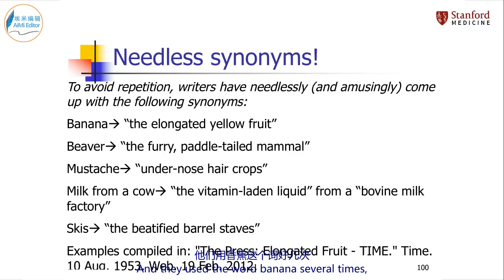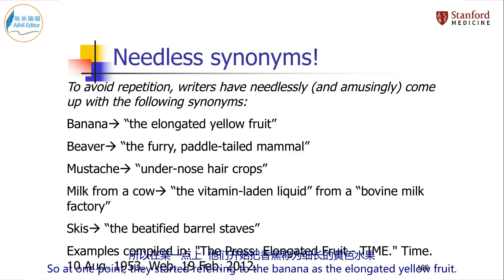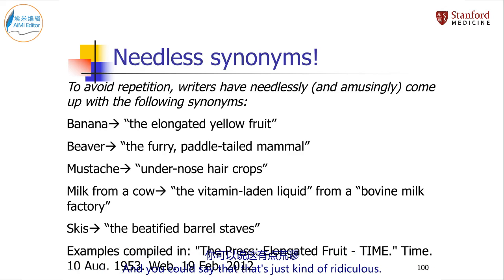And they used the word banana several times because it was an article about fruit. And they felt like, I've used the word banana too many times. So at one point, they started referring to the banana as the elongated yellow fruit. And you can see that that's just kind of ridiculous. It's probably better just to say banana. I've got several other cute examples.